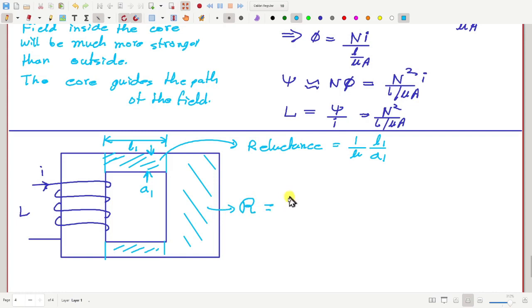For this part, that will be how much? 1 by mu. If this length is L2 and this cross section is A2, then that will be 1 by mu L2 by A2. Similarly, you can calculate the reluctance for this third part and fourth part, and they are all in series.